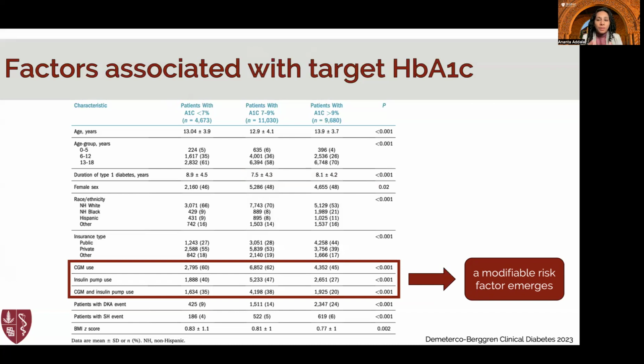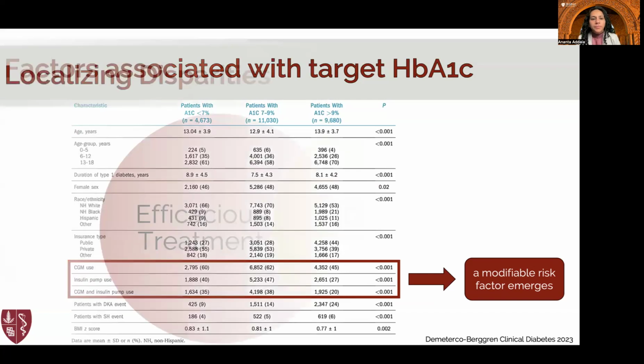So to me, the reason that diabetes technology has become a real focus is because there are very few things that I can have any influence over. And I want to make sure that I address this modifiable risk factor as best as possible.